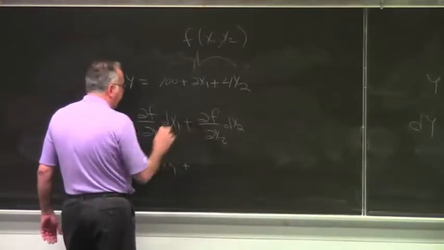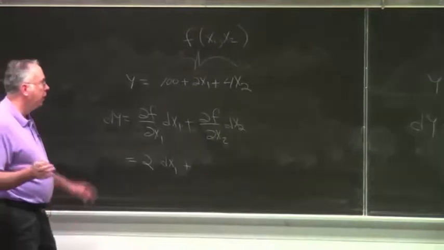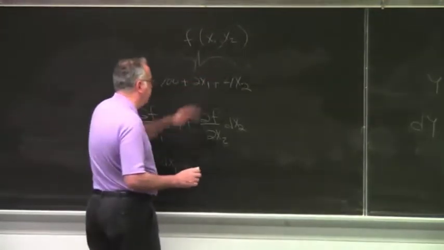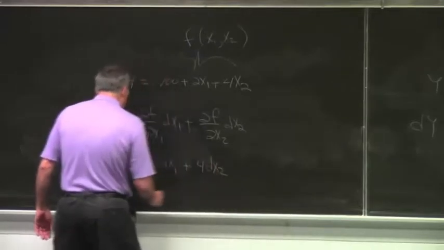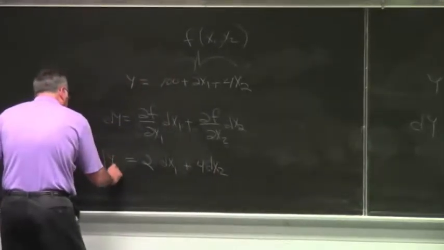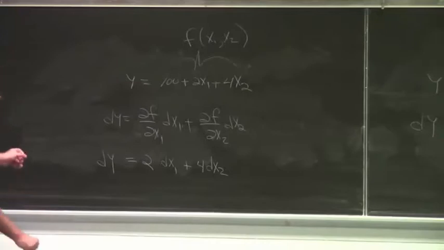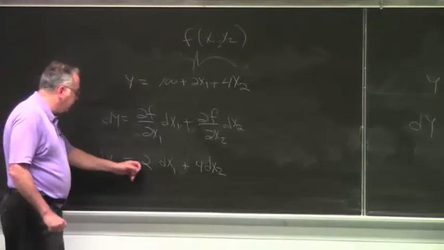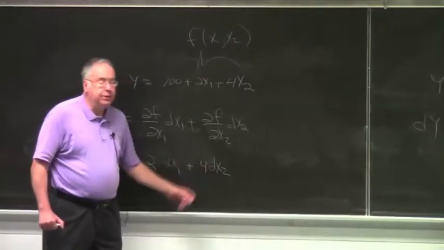What is partial f partial x2? 4. If you just take the partial derivative of this with respect to x2, it's equal to 4. So our formula here for the total differential of y is dy equals 2 dx1 plus 4 dx2. In other words, the total change in y is 2 times the change in x1 plus 4 times the change in x2.